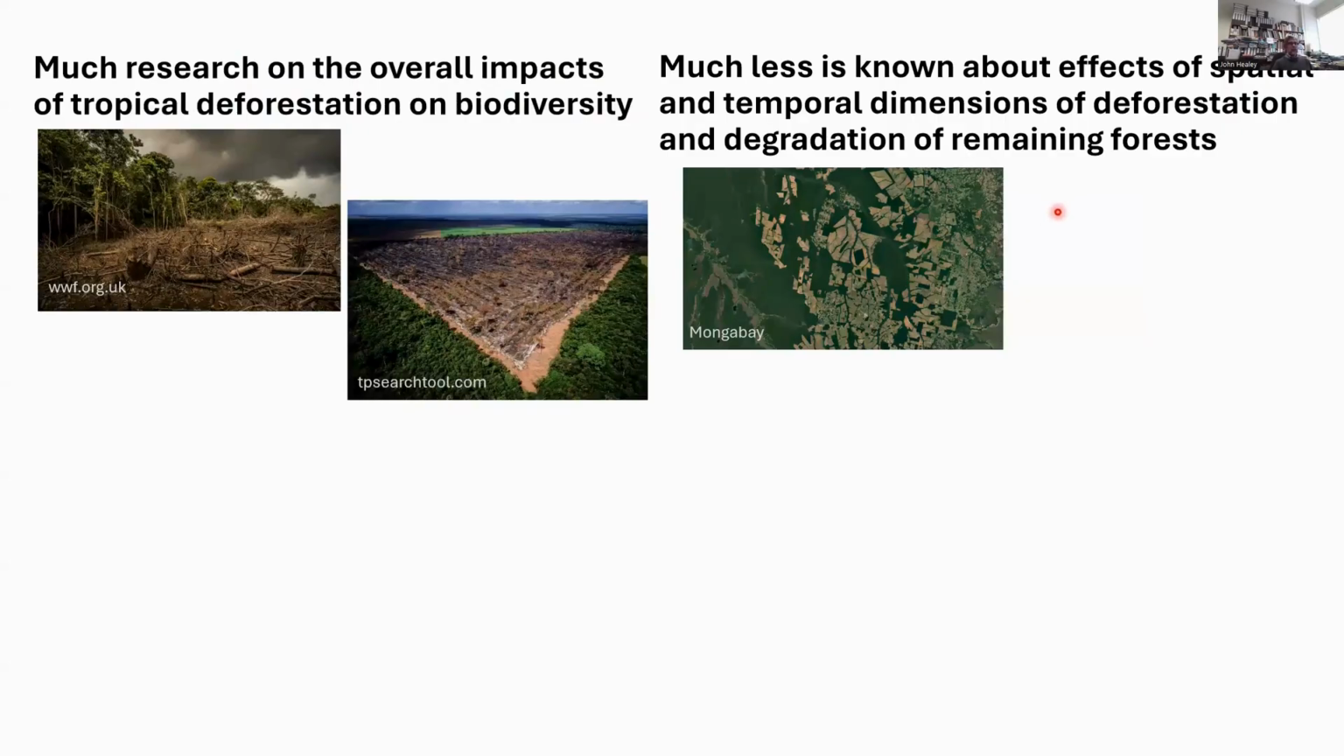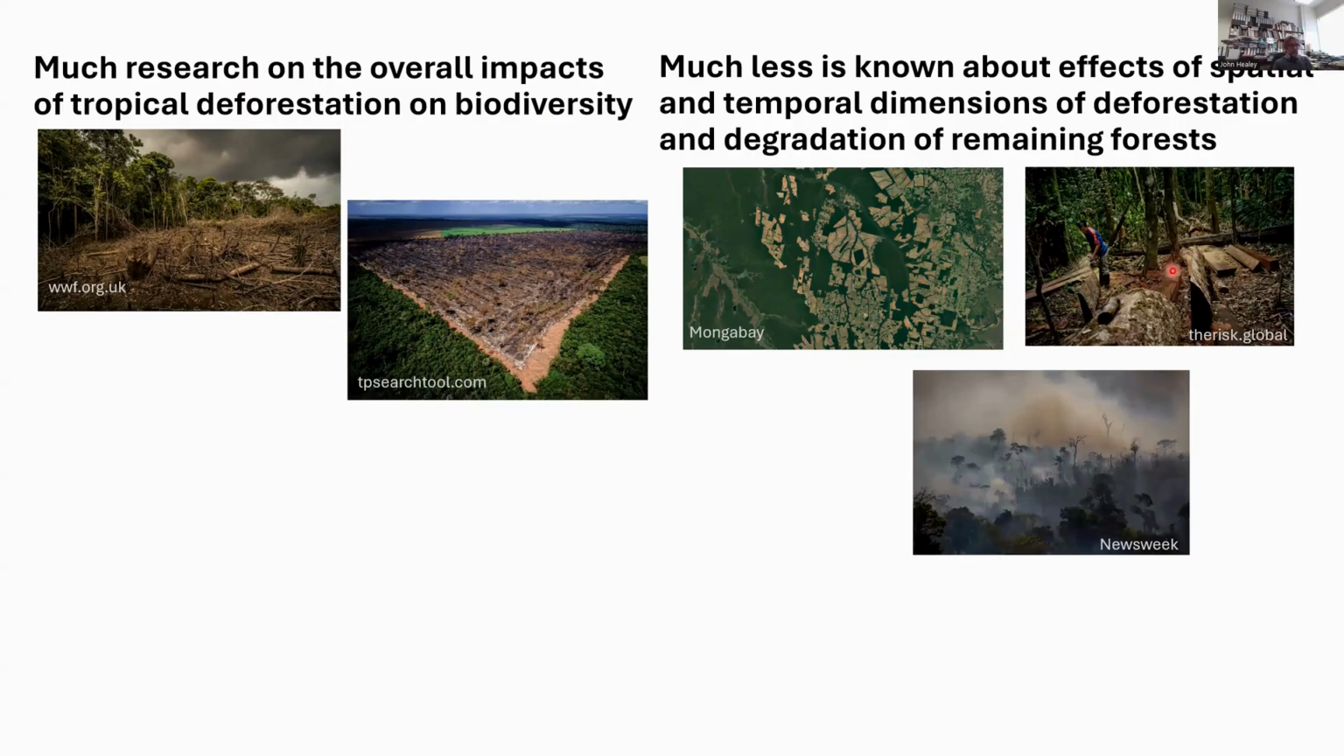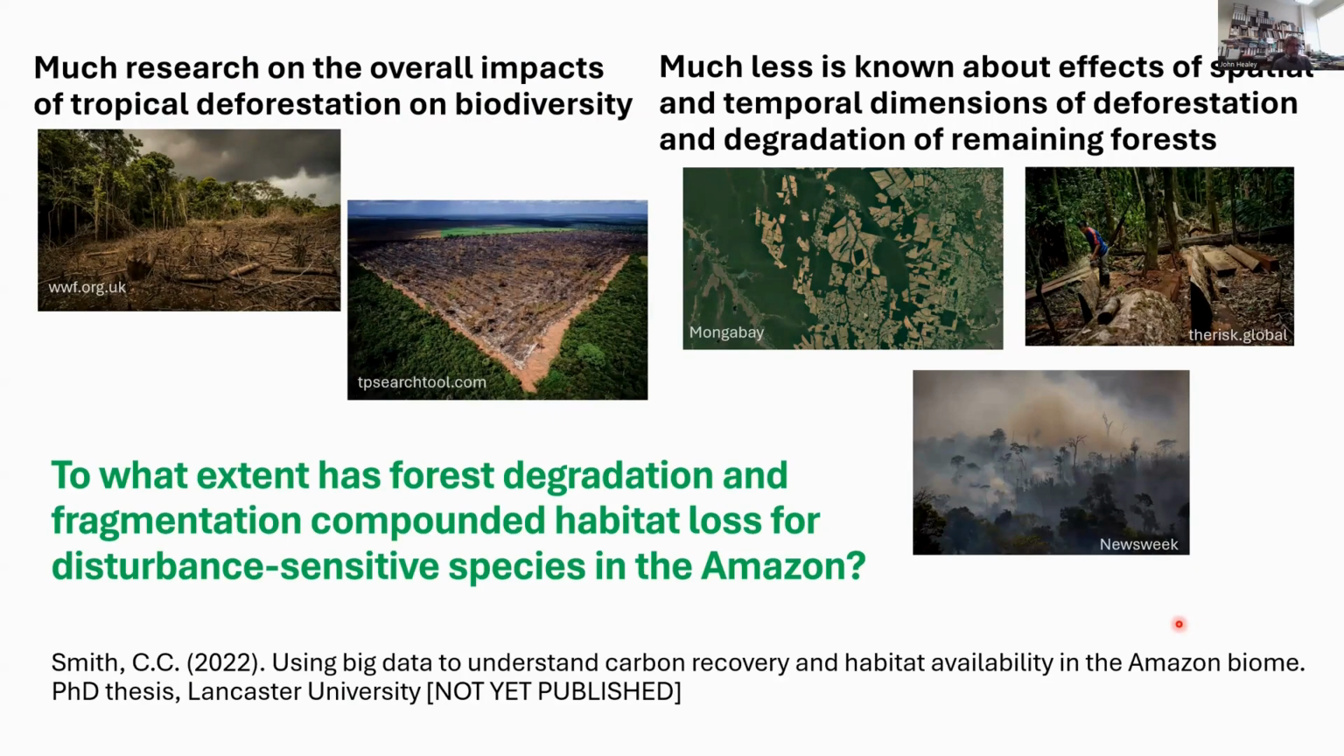Instead, she was tackling the challenge that much less is known about the effects of spatial and temporal dimensions of deforestation and about the effects of degradation of remaining forests on biodiversity, whether that's degradation caused by logging or by fires that still leave a forest cover afterwards. So the question she asked is, to what extent has forest degradation and fragmentation compounded habitat loss for disturbance-sensitive species in the Amazon?